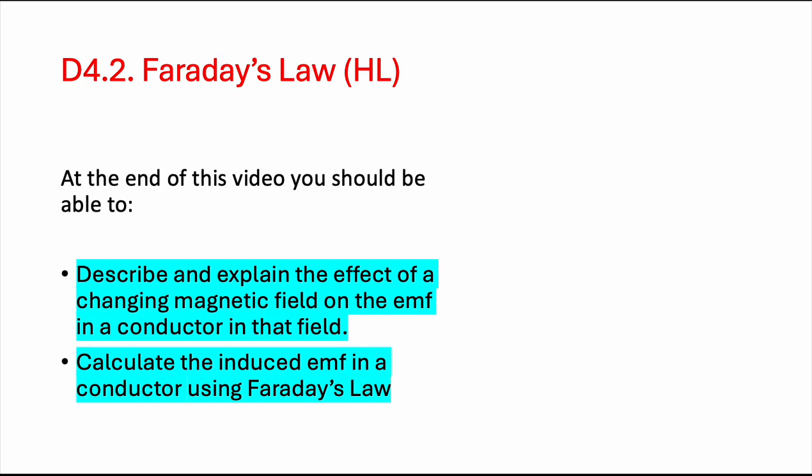We're going to talk today about the effects of changing magnetic fields on EMFs, and then do some calculations using a really important law, which is Faraday's Law.